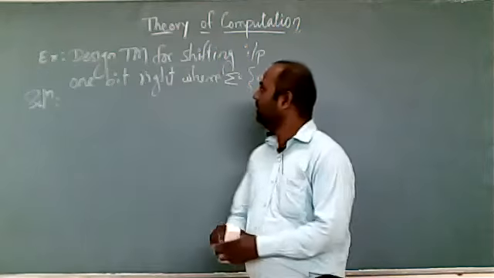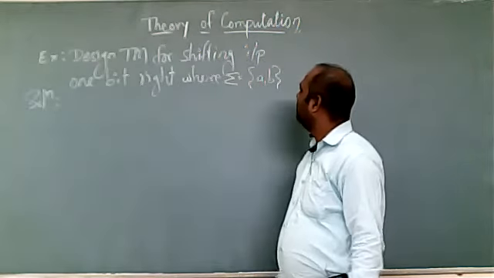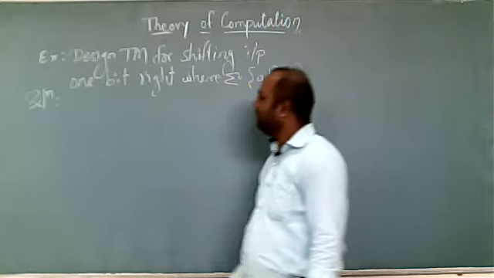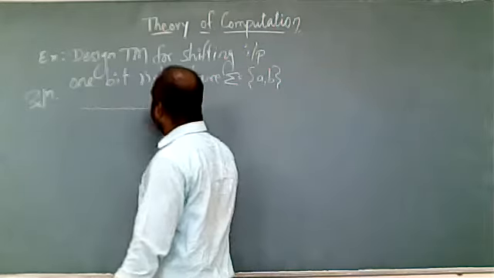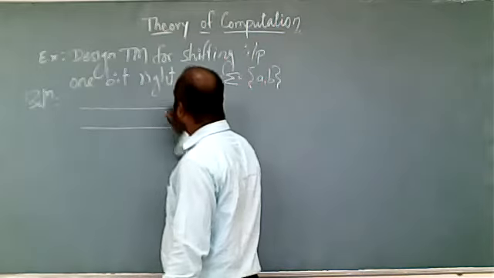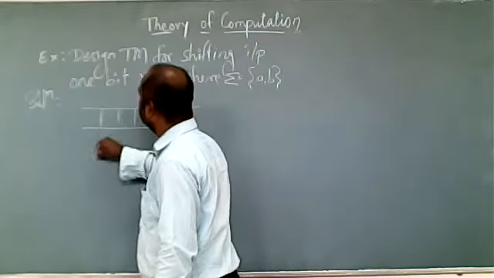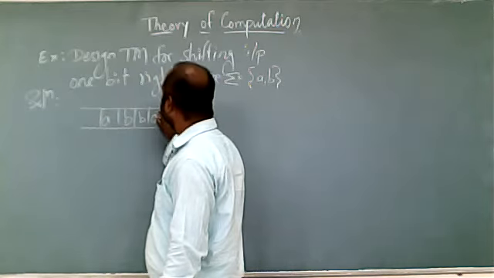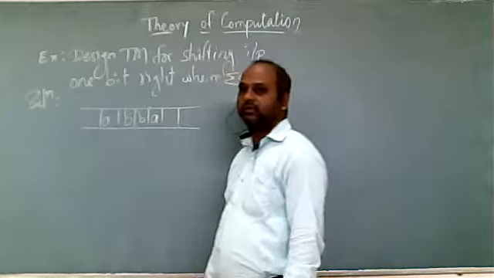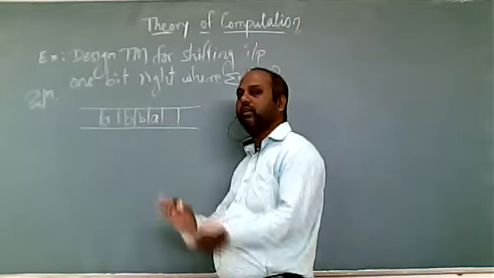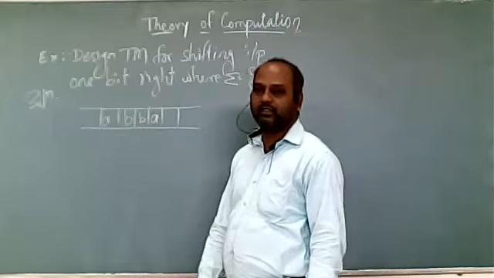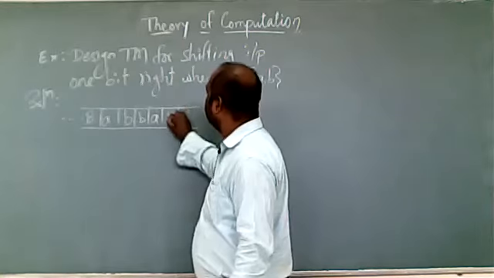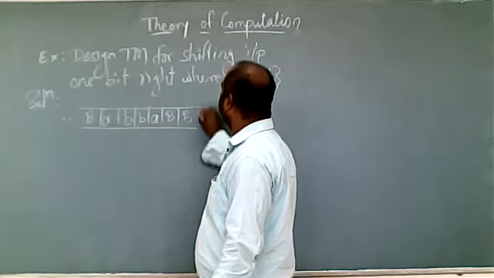The statement says: design a Turing machine which shifts the input one bit right, where sigma is equal to {a, b}. So what does it mean? If the input is a b b a, this is the input given. We have to shift this input one cell right. As we know, we have the special symbol called blank.